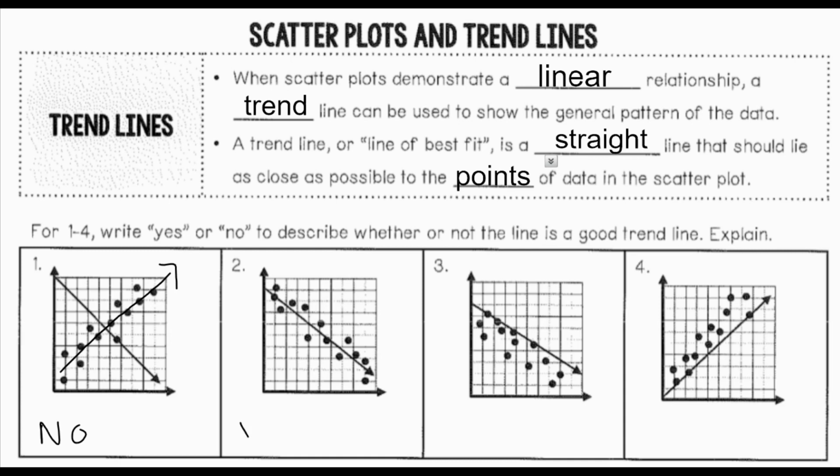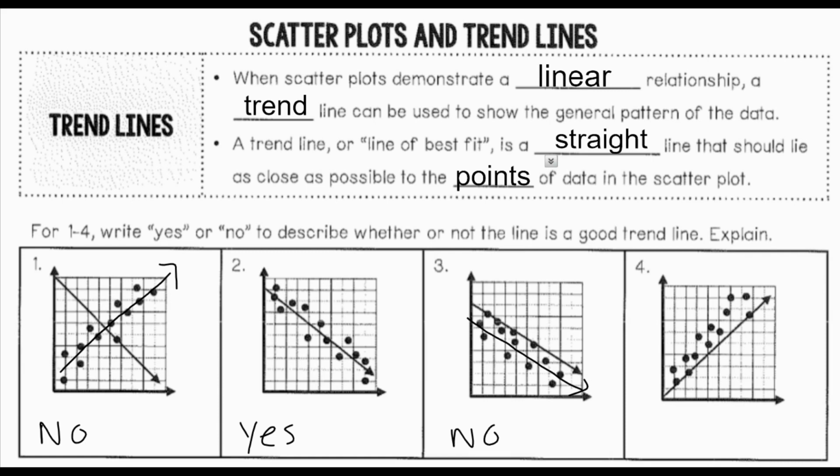Number 2 is a good trend line because it goes through the middle of the data. It has about the same amount of points on top as it has on the bottom. Number 3 is not a good trend line. While it tells us the trend of the data, all the points are either on the line or below the line, so it should be in the middle, something like this.